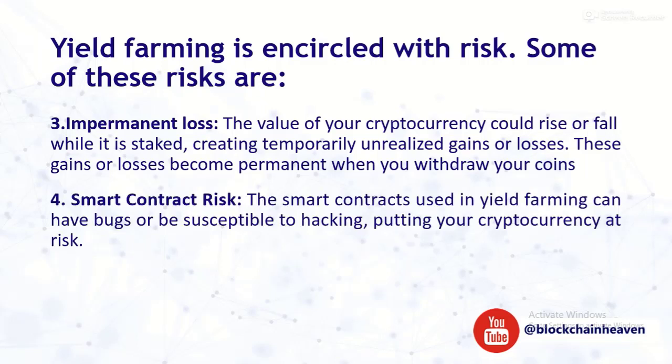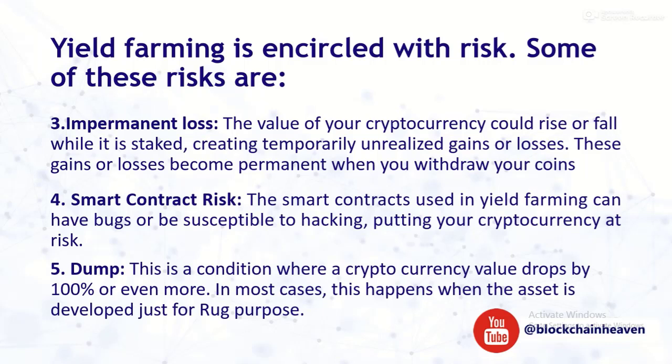Number 4, smart contract risk. A smart contract used in yield farming can have bugs or be susceptible to hacking, putting your cryptocurrency at risk. If you have done yield farming before, you will see that you have to approve some transactions through a smart contract call. And if the smart contract you were approving or the platform you are using had bug issues, your details may find their way into the hands of hackers who are looking for what to pull off from people's accounts, and through that means your money can disappear from your account even without you knowing.